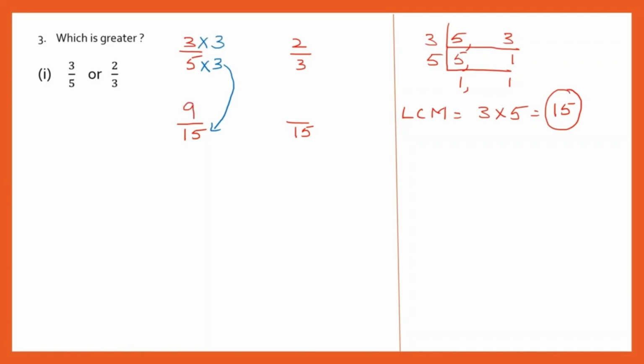Let's go to the next fraction. 3 into 5 is 15. That's how my denominator became 15. So now I multiply my numerator also by 5, since I multiplied 3 by 5. 2 fives are 10.